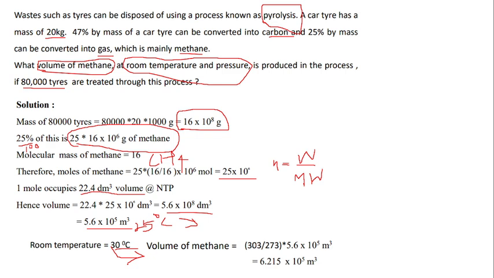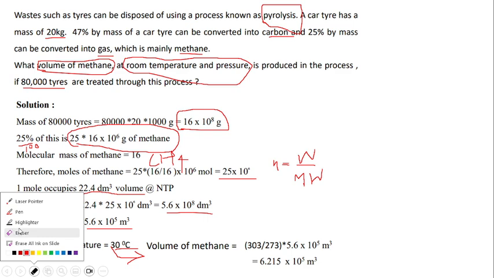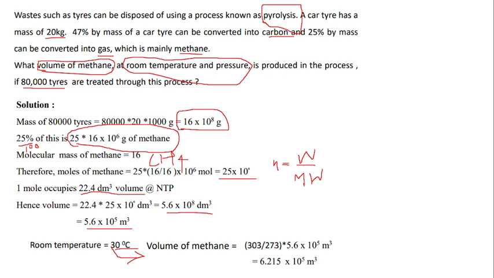And then it is 0 degrees Celsius, not 25. Okay. So here add 30 with 273. Then you will get 303. So 303 divided by 273 is nothing but 1.1098, and then multiply it with 5.6. You will obtain 6.215 into 10 power 5 meter cube. This is the actual volume of methane produced at the room temperature.